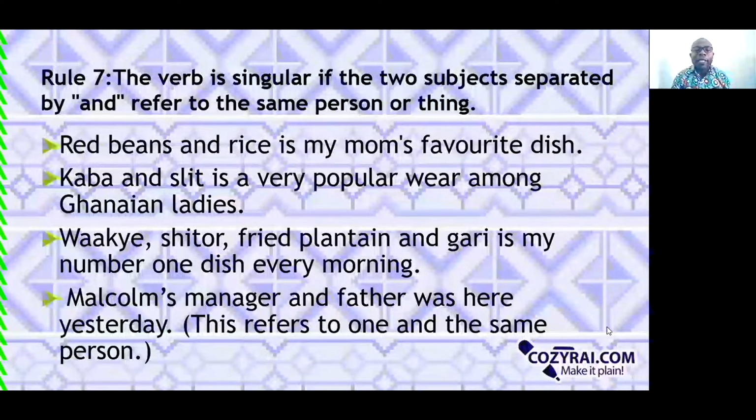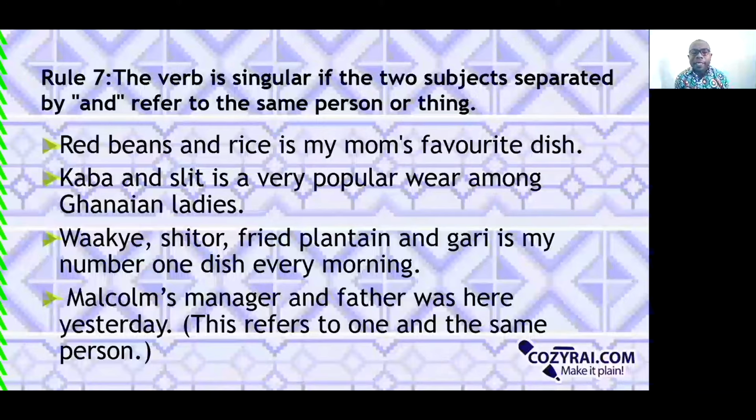Red beans and rice is my mom's favorite dish. So this is food, a dish. So you're not going to say red beans, that is one, and then rice, that's another. No, the two come together to become food. So red beans and rice is my mom's favorite dish.